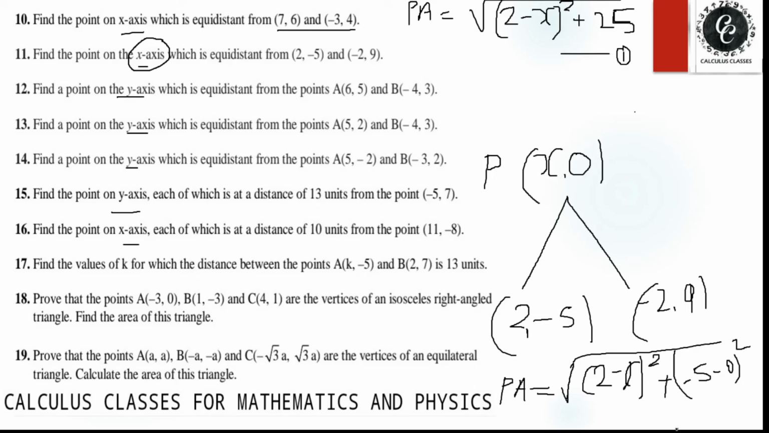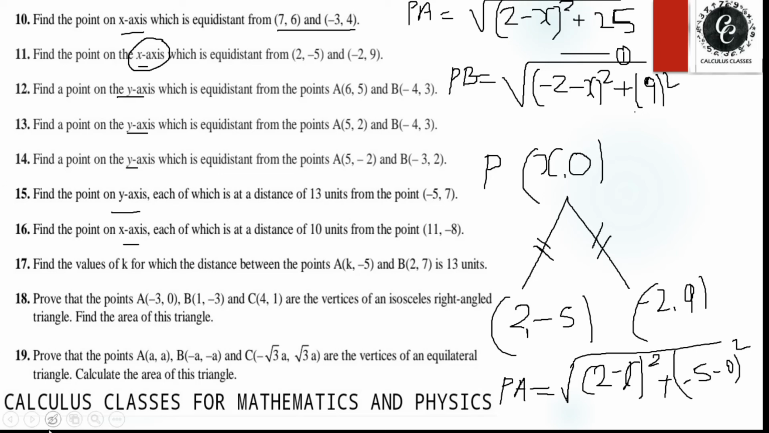Now similarly we can apply the formula to PB. PB will be equal to, simply and directly we will apply the formula: (-2 minus x) whole square, plus what will come? 9 minus 0. So I'm writing directly 9, because 9 minus 0 is only 9. I hope you understood this much. So they are saying that this distance is equal to this distance. They are saying equidistant, that means both the distances are equal.